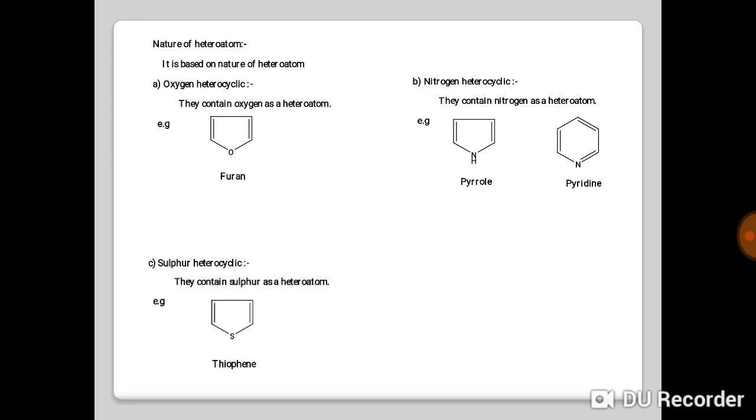Next, classification of heterocyclic compounds on the basis of the nature of atoms. It is based on the nature of the atom. As we know, the heteroatoms are polyvalent atoms other than carbon, that is oxygen, nitrogen and sulfur. So these heterocyclic compounds are again divided into different categories depending on their heteroatom. Number 1, oxygen heterocyclic compounds. They contain oxygen as a heteroatom. Example is furan. Nitrogen heterocyclic compounds. They contain nitrogen as a heteroatom. Example is pyridine. Sulfur heterocyclic compounds. They contain sulfur as a heteroatom.